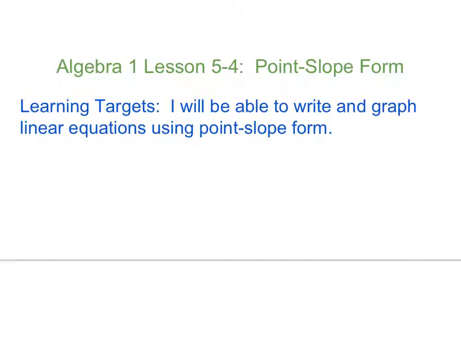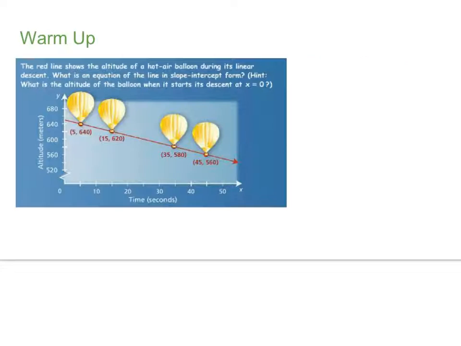Algebra 1, Lesson 5-4, point slope form. Learning targets: I will be able to write and graph linear equations using point slope form. Warm up. The red line shows the altitude of a hot air balloon during its linear descent. What is an equation of the line in slope-intercept form?